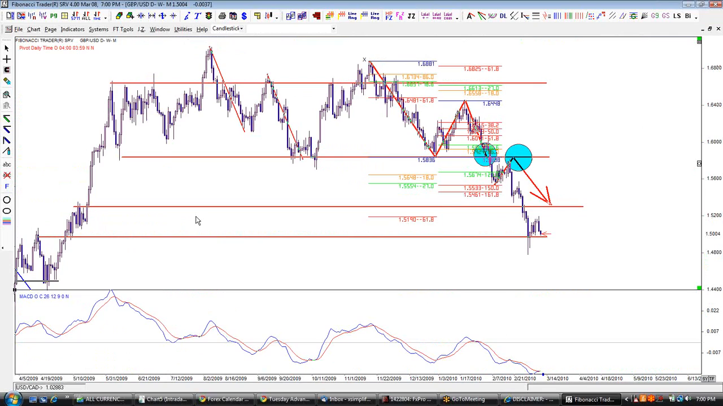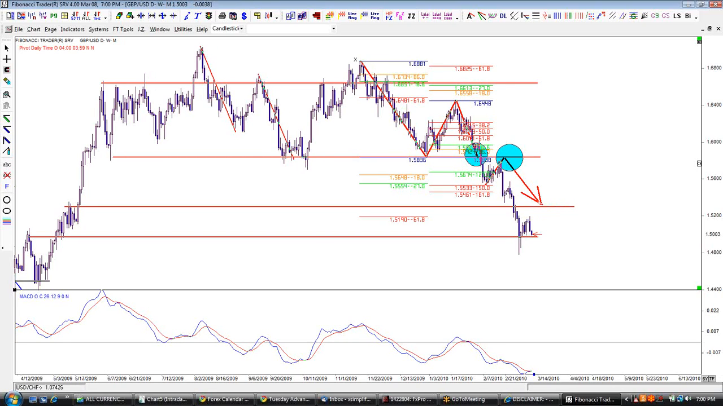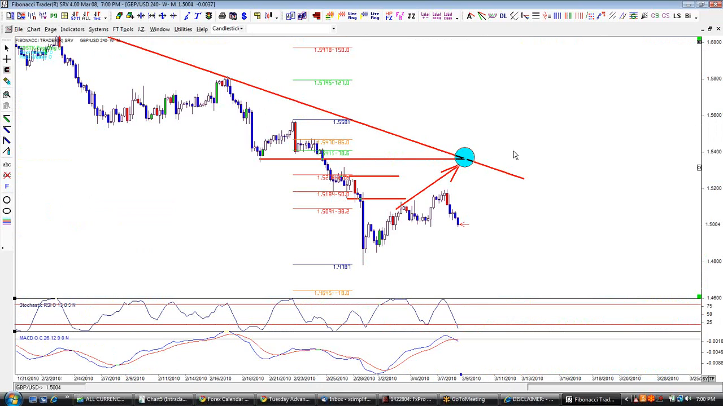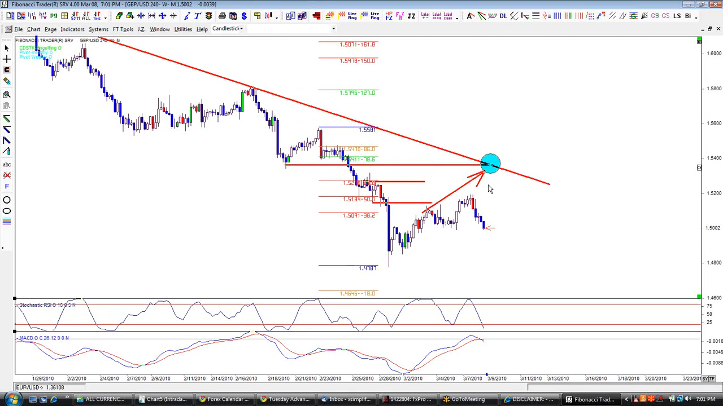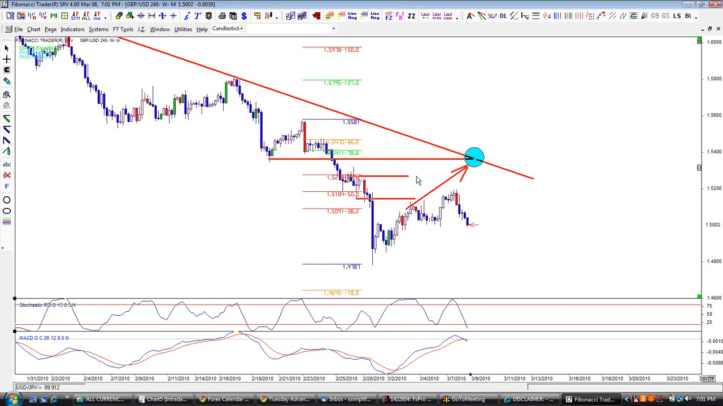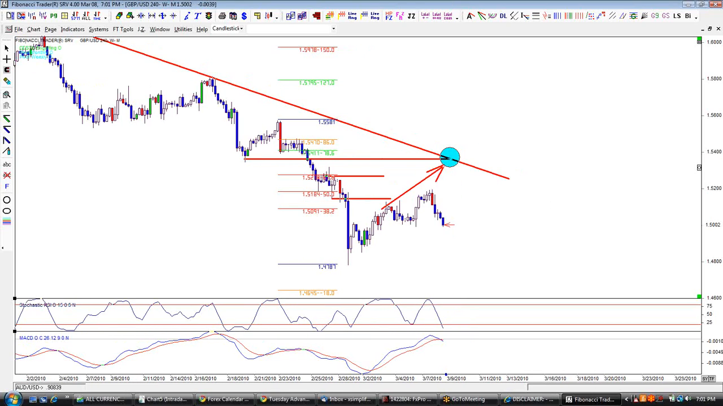Pound dollar continuing the downtrend, very strong downtrend. This is the trend line. This was support becoming resistance. We hope that the market will come retest that level and then bounce lower, but it seems like the price won't even make it there. Pound in a very strong bearish move.